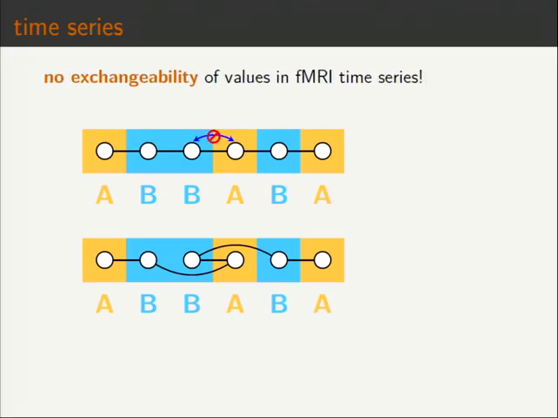Okay. That means we have no exchangeability of subsequent values in fMRI time series.